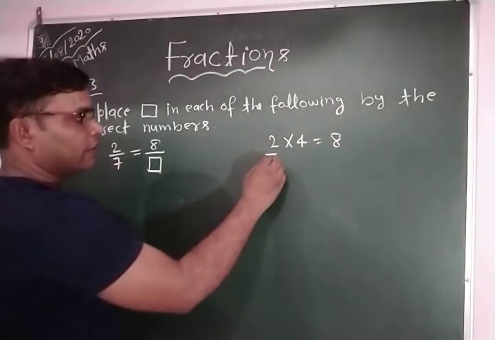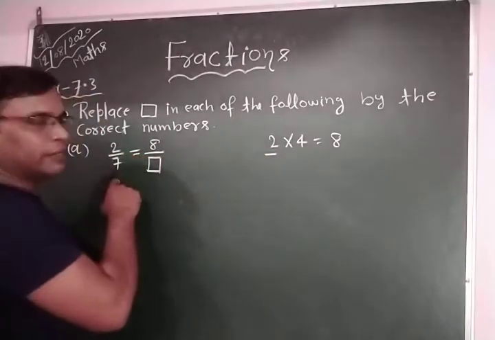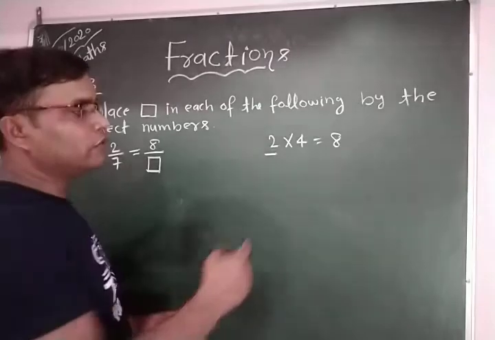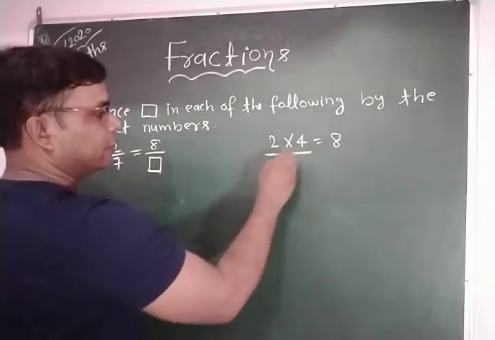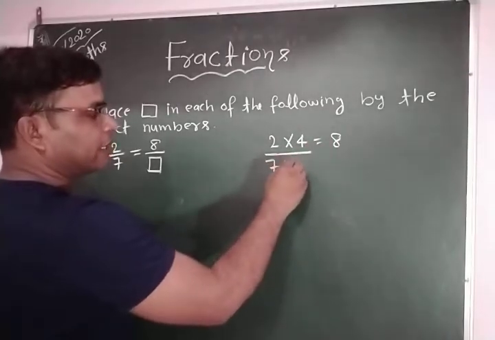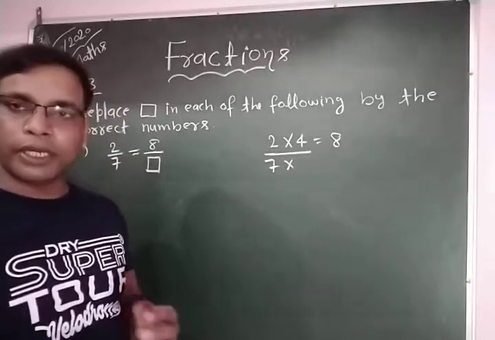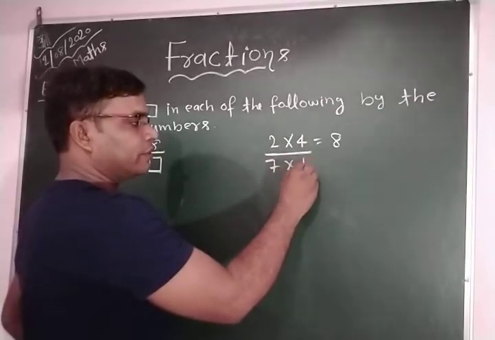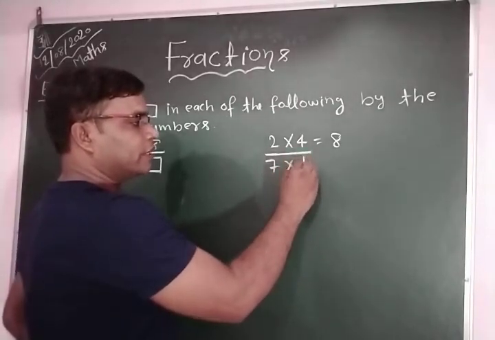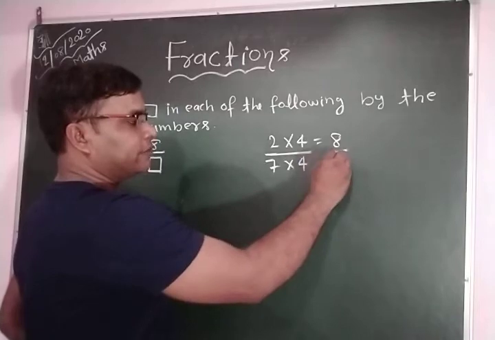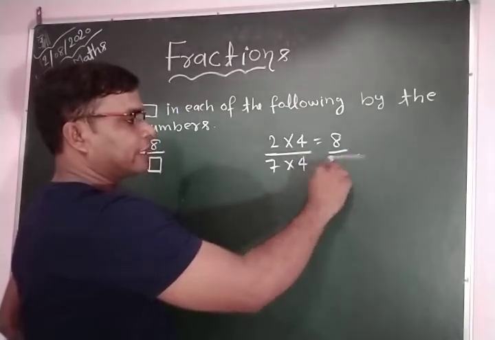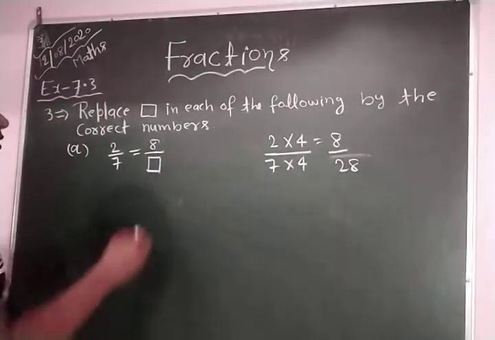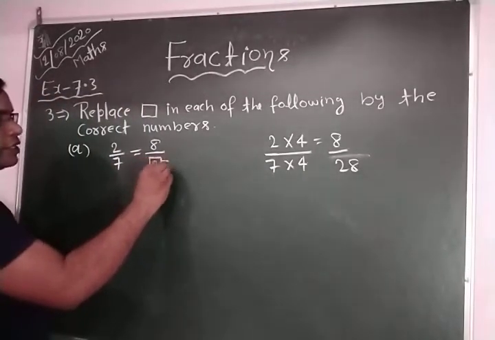In 2 by 7, the numerator is 2 and the denominator is 7. If you multiply the numerator by 4, we obtain 8. We must also multiply the denominator by the same number. If you multiply 7 by 4, what do we obtain? In the place of the bracket we obtain 28. So our answer is 28.